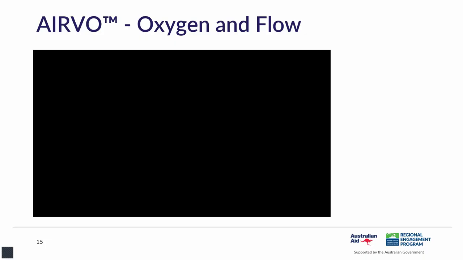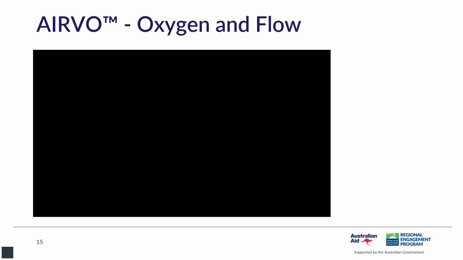And anytime we make any adjustments with the AVO, we monitor respiratory rate, work of breathing, and SpO2 levels of the patient. Because if we increase the flow being delivered, we will also have to increase the amount of oxygen being delivered. Now, hopefully this video will demonstrate that.